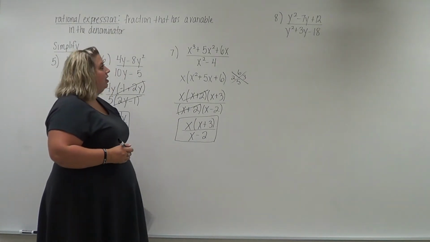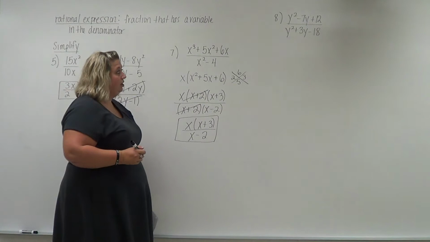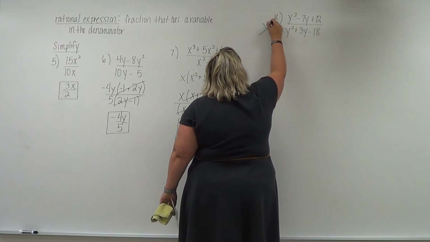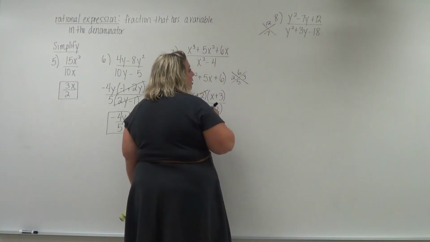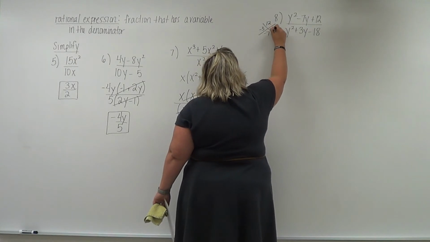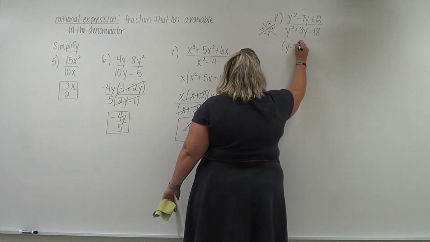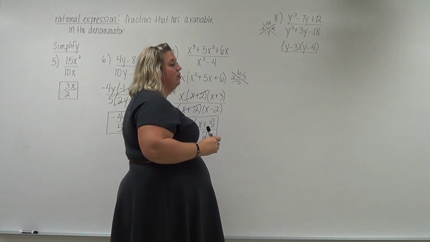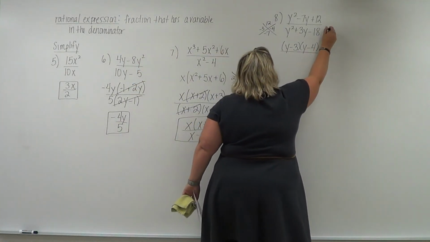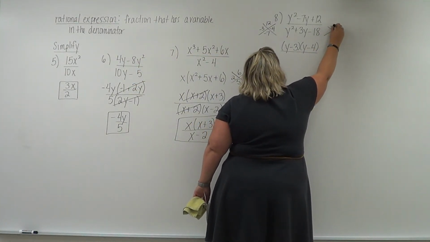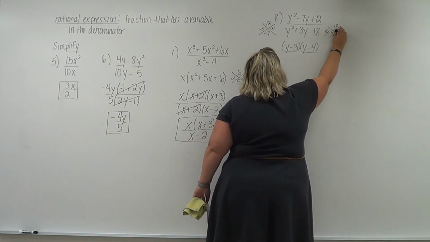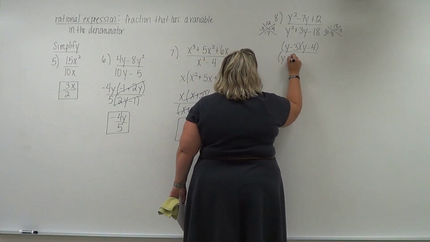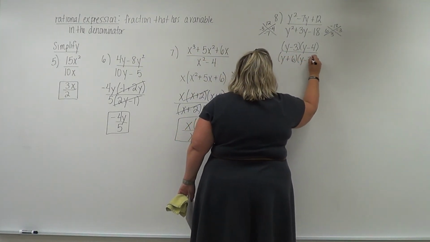Okay, number 8, since there's adding and subtracting, we're going to have to factor. So on the top, multiply to get 12, add to get negative 7, would be negative 3 and negative 4. So that factors into y minus 3, y minus 4. Okay, then in the denominator, multiply to get negative 18, add to get 3, will be 6 and negative 3. So this will be y plus 6, y minus 3.